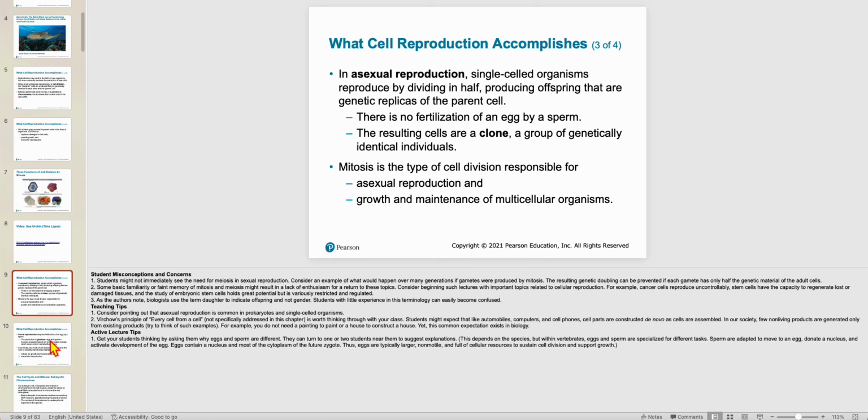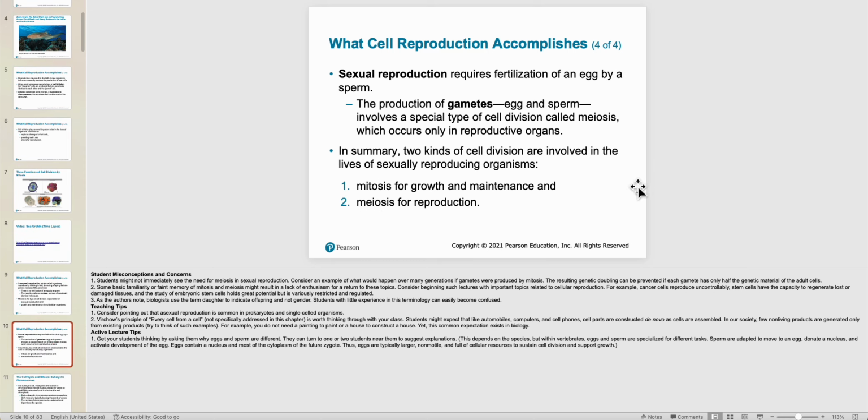Okay, next slide. Okay, now we have sexual reproduction. Now this one does require an egg and a sperm, and those are called gametes. So you can see right here, on a test, gametes are egg and sperm. Now this is going to be different. For sexual reproduction, we have something called meiosis.